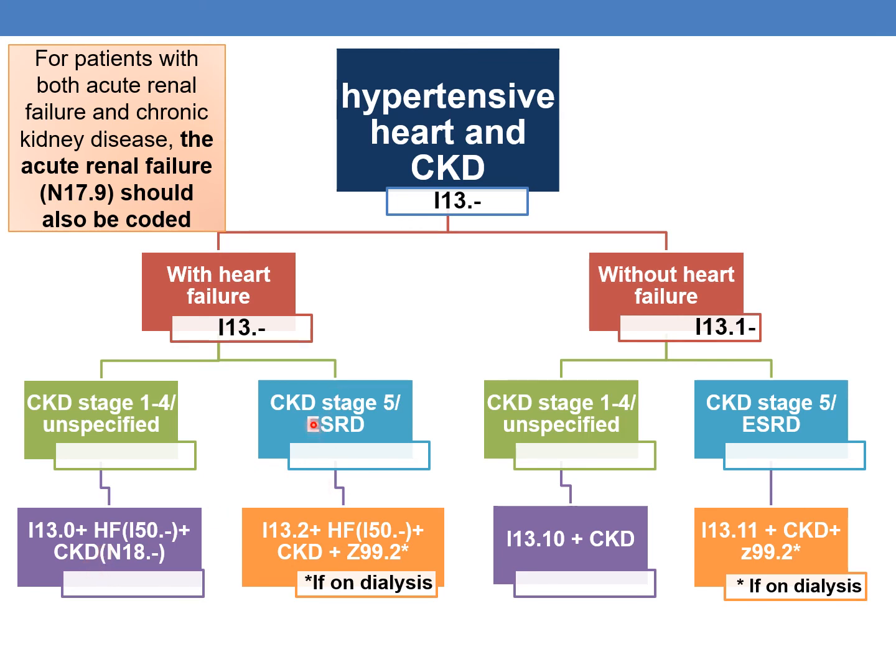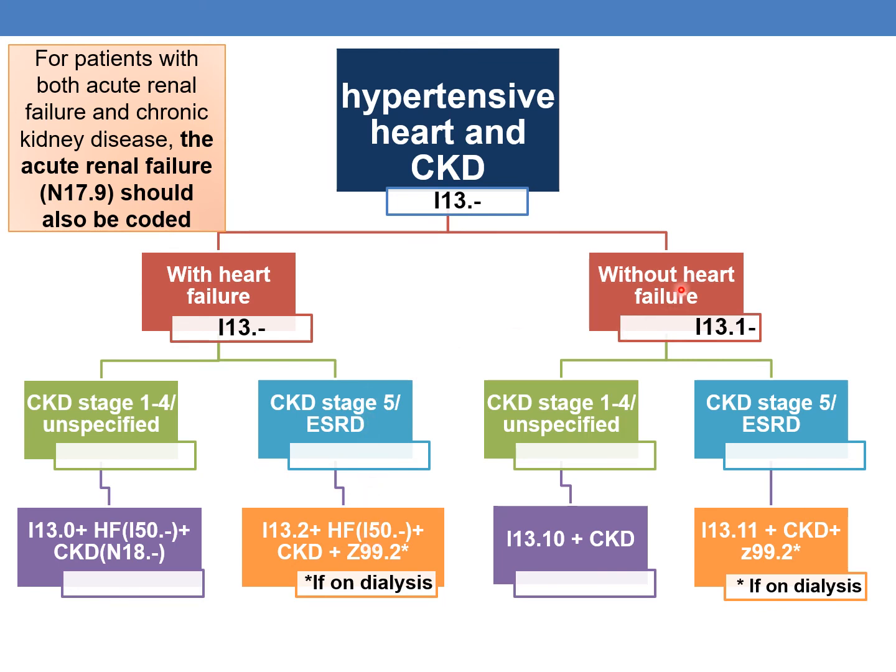If the patient is suffering from end stage or stage 5 CKD, then the codes are I13.2 plus heart failure plus CKD plus Z99.2 to indicate if the patient is on dialysis. So this scenario may require 4 codes.